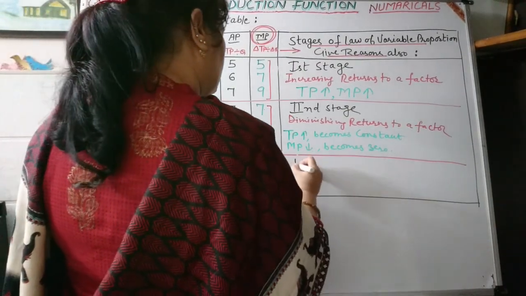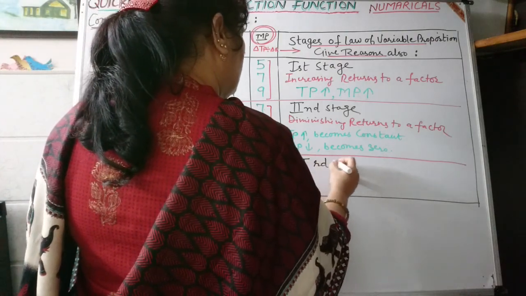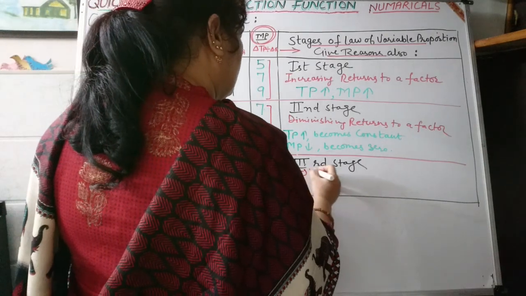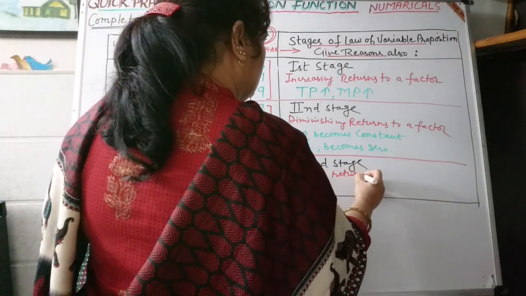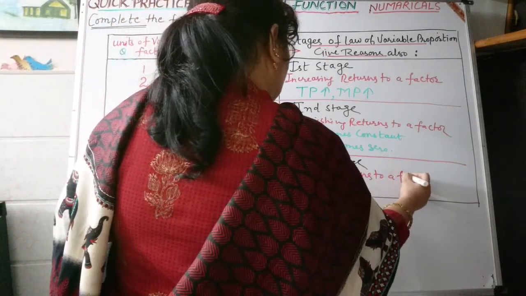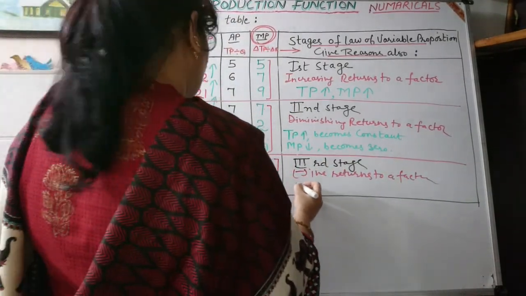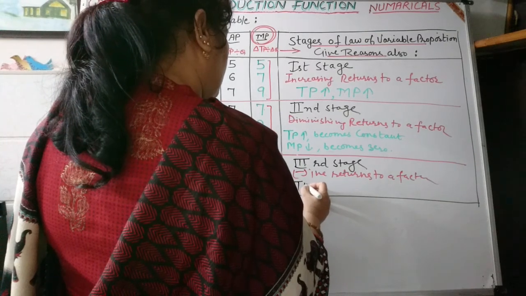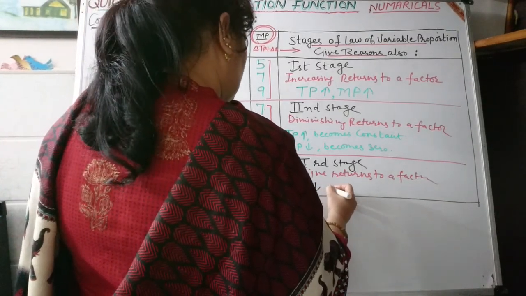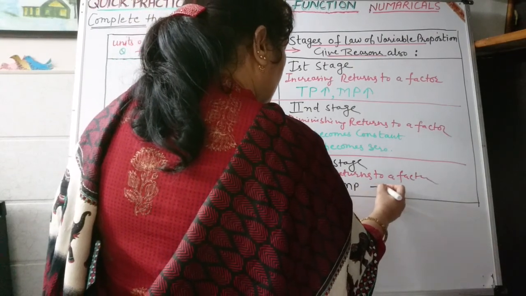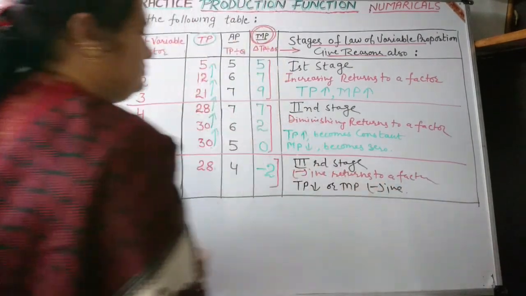Which is the third stage, which represents negative returns to a factor. Here TP diminishes or MP becomes negative.